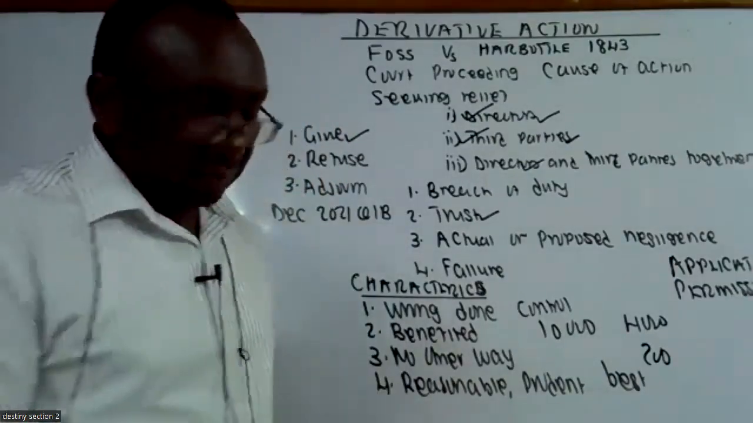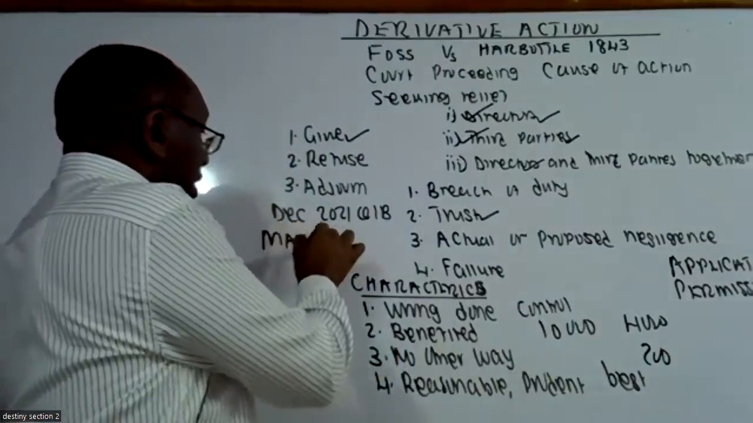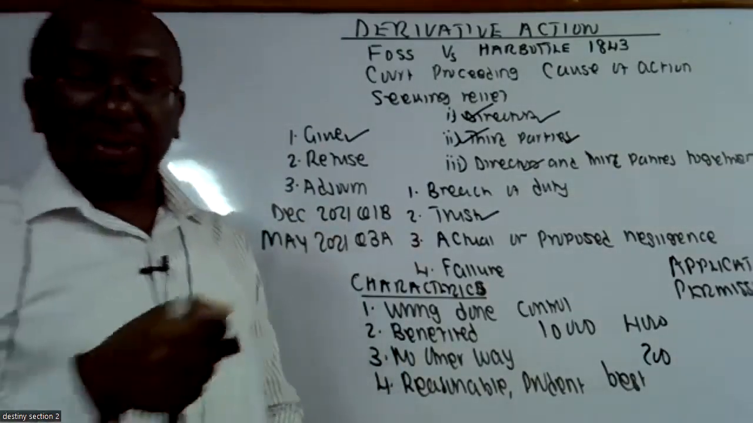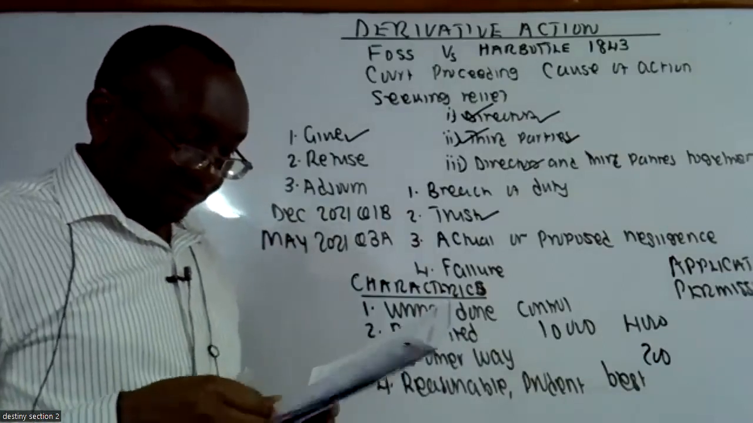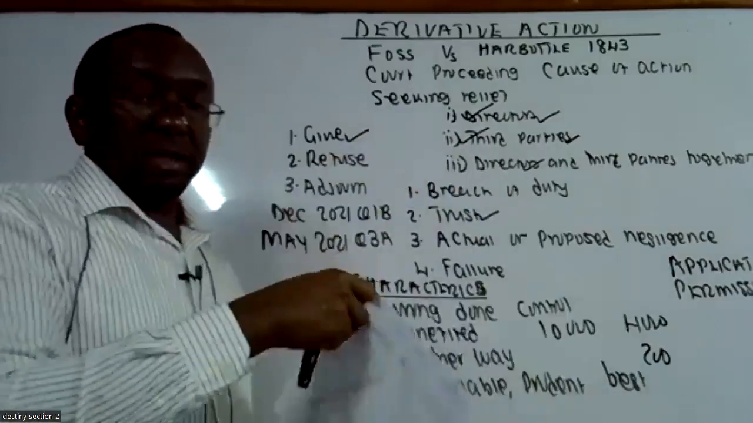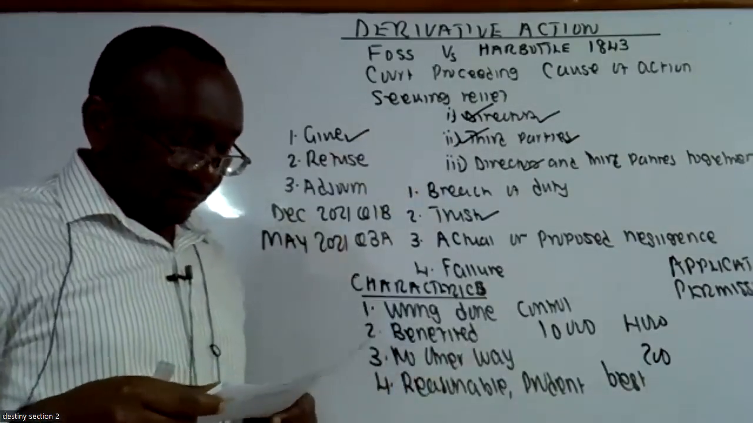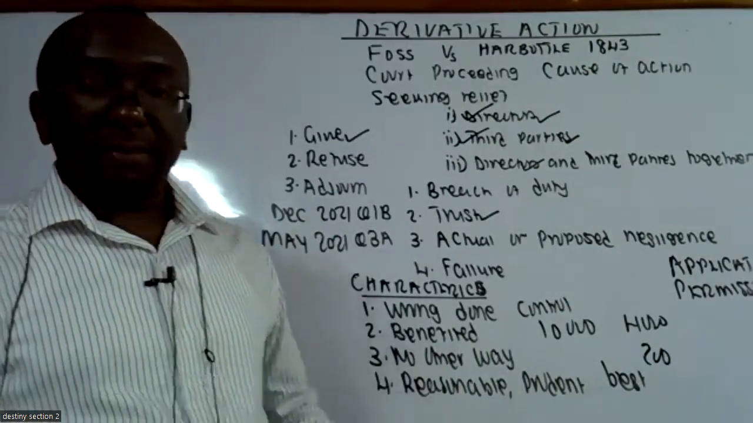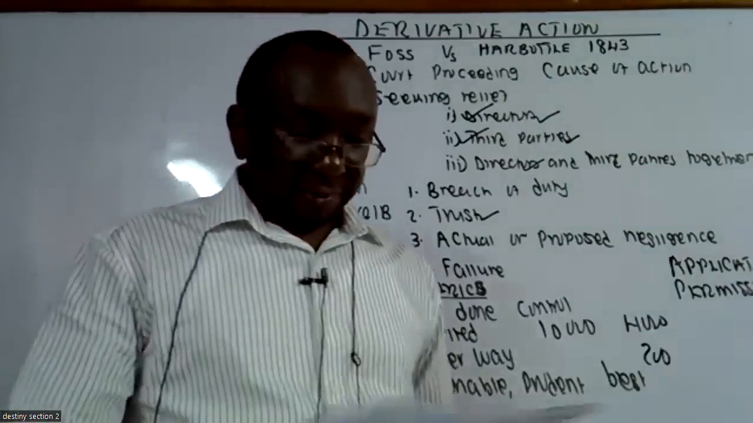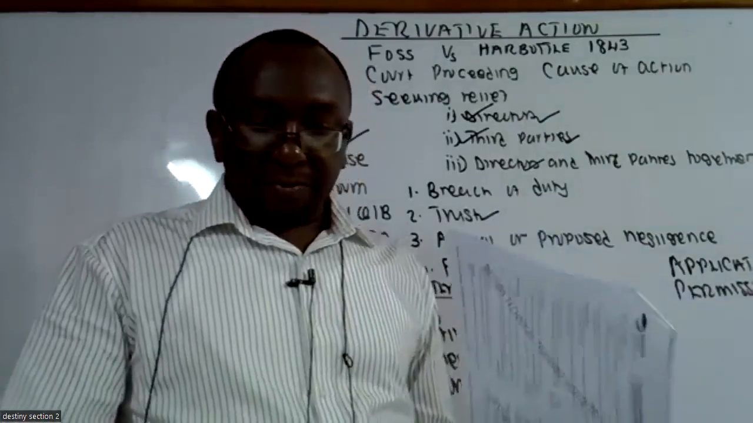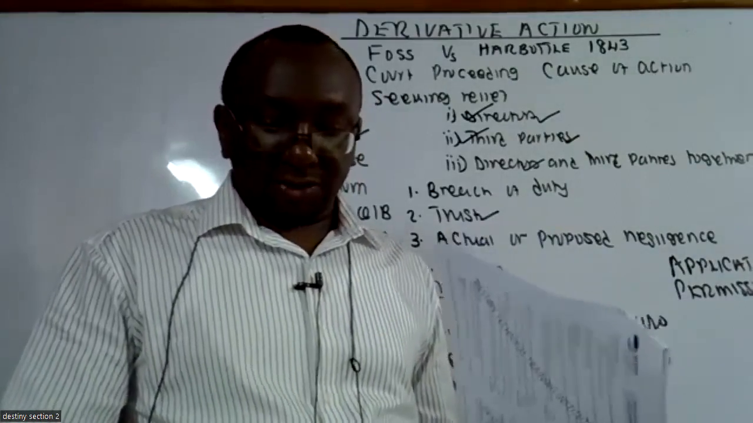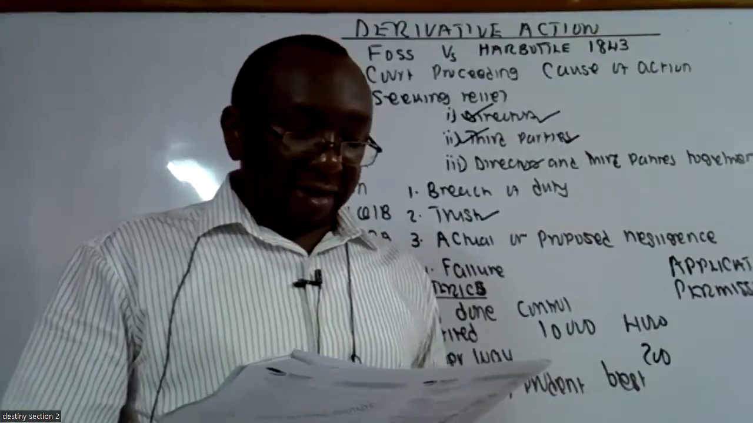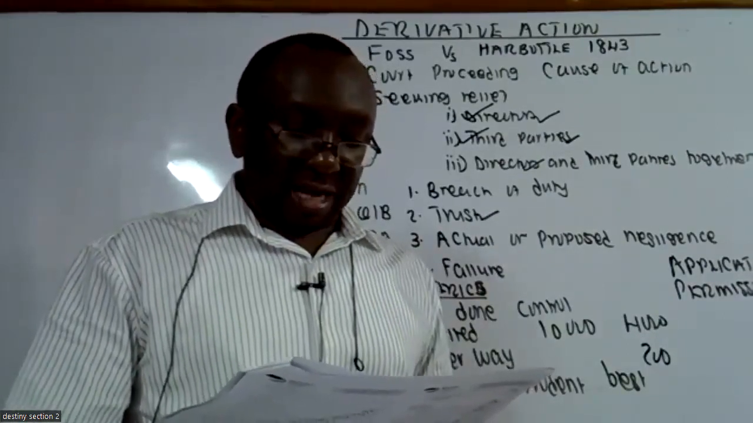Let's look at May 2021, question 3A. With specific reference to derivative actions, define the term derivative claim. The term derivative claim, we said, this is a court proceeding by a member of a company in respect of a cause of action vested in the company seeking relief on behalf of the company. As a definition.